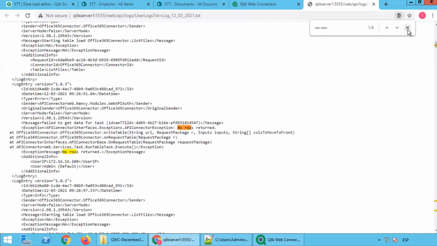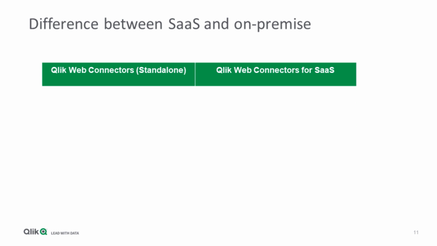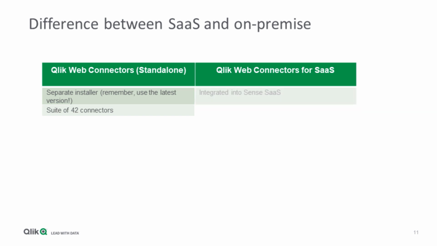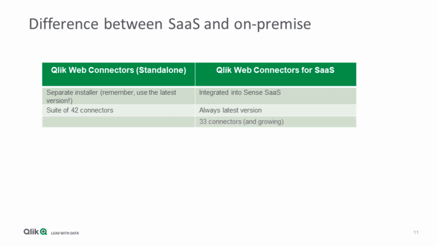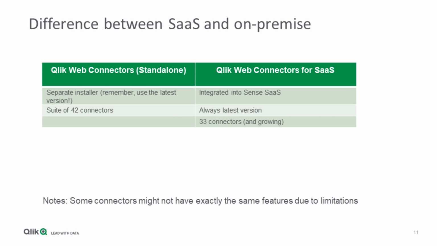What's the difference between Qlik Web Connectors for Qlik Sense on Windows versus Web Connectors for Qlik Sense Enterprise SaaS? The Qlik Web Connectors standalone is a package that you have to install in the server. As a kindly reminder, always use the latest version. It contains 42 connectors. On the other hand, the Qlik Web Connector for SaaS is integrated in Qlik Sense SaaS. It's always using the latest version. It contains 33 connectors. It's still growing. Soon it will be available, the SharePoint file connector. So I'm sure that many customers will be happy knowing this.